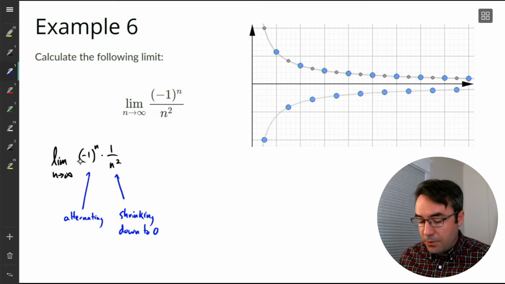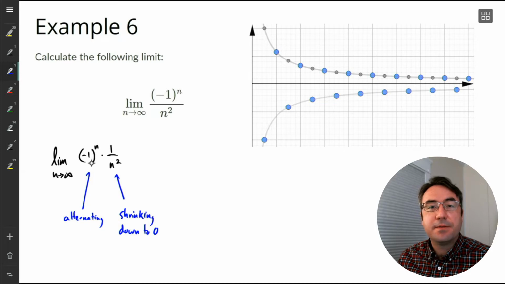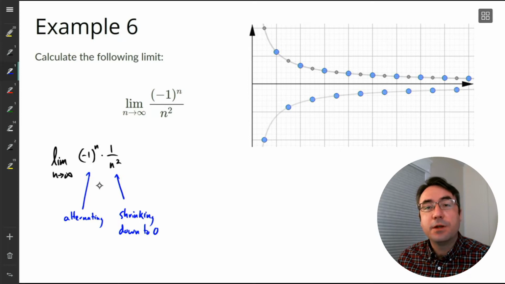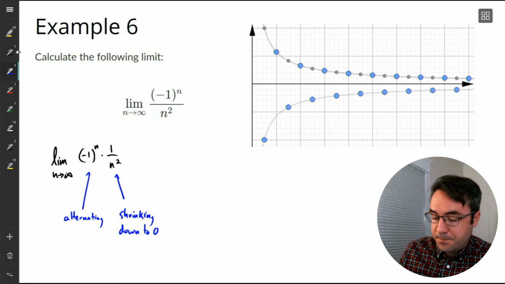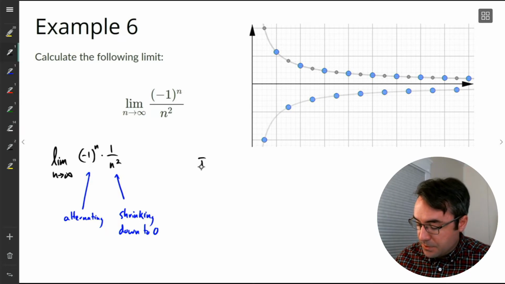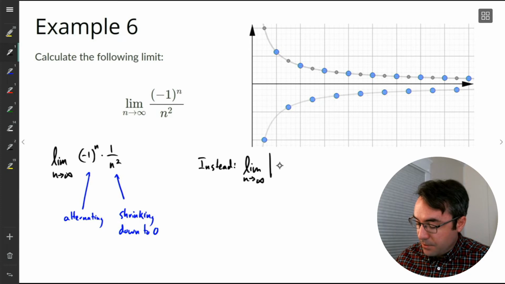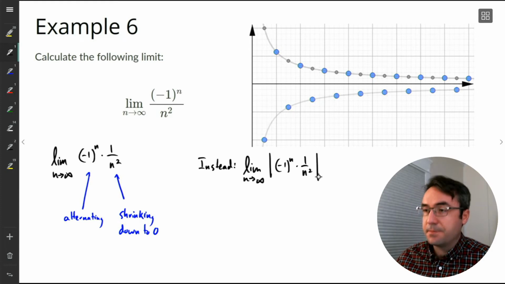And on its own, this -1 to the n power complicates things. So instead of calculating this limit directly, what we're going to do is use that theorem where we apply the absolute value. So instead, let's consider the limit as n goes to infinity of the absolute value of -1 raised to the power n times 1 over n squared.